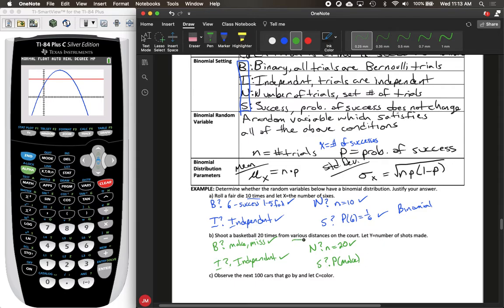And the big problem is that you're shooting it from various distances on the court. For those that are familiar with basketball, and even if you're not, the idea of shooting a layup versus shooting a half court shot, you're probably more likely to make the layup than the half court shot. So I would not say that the probability of success is going to be the same each time. So that's not going to work. That means that this is not binomial.